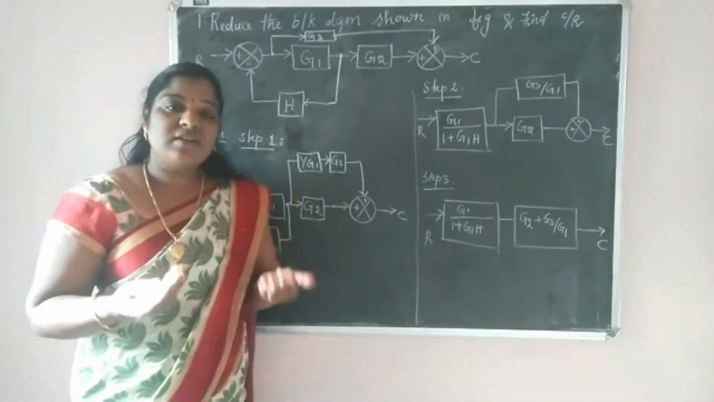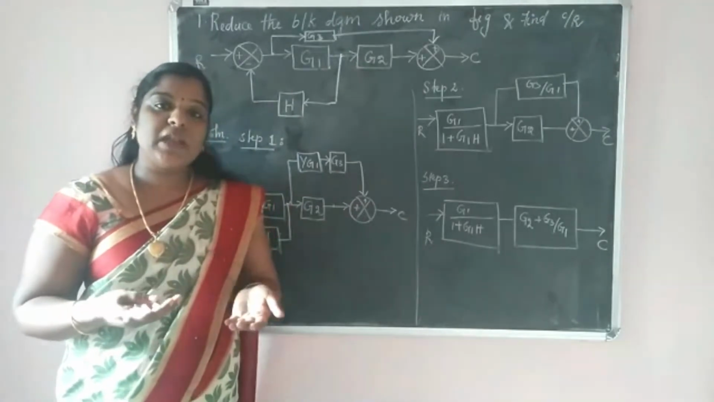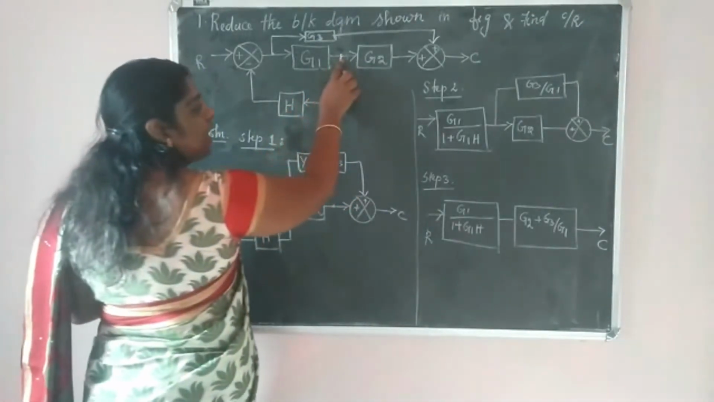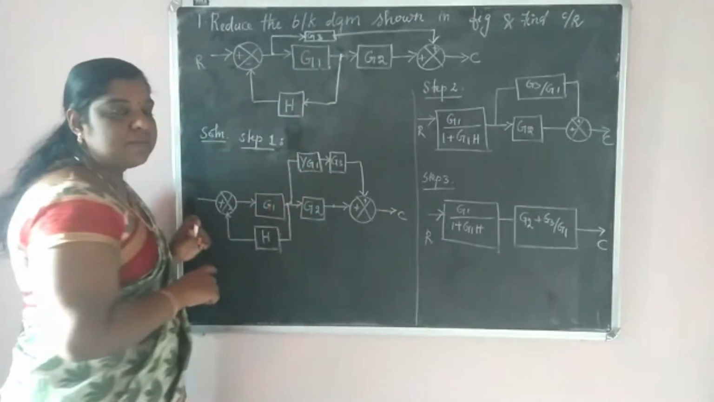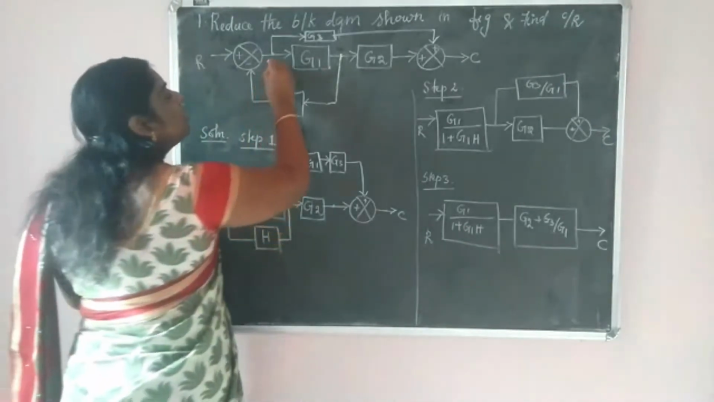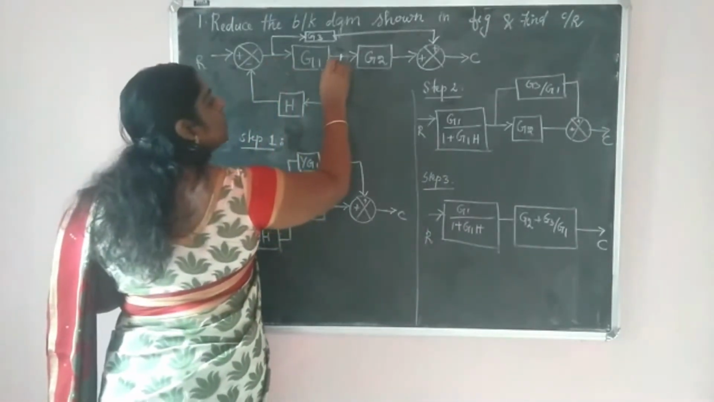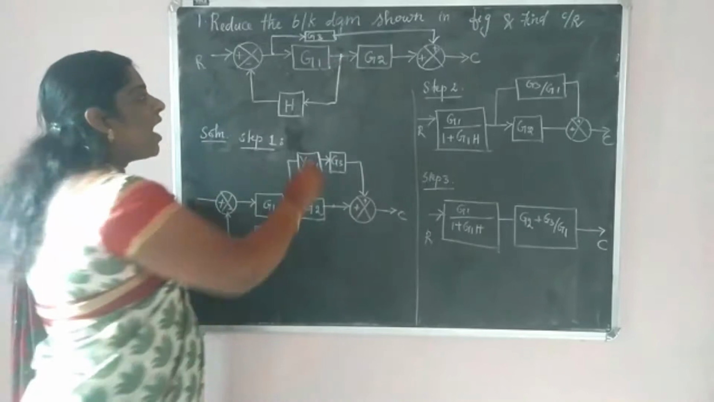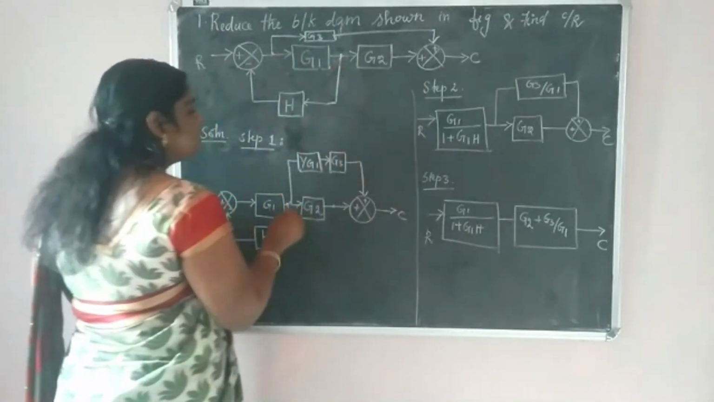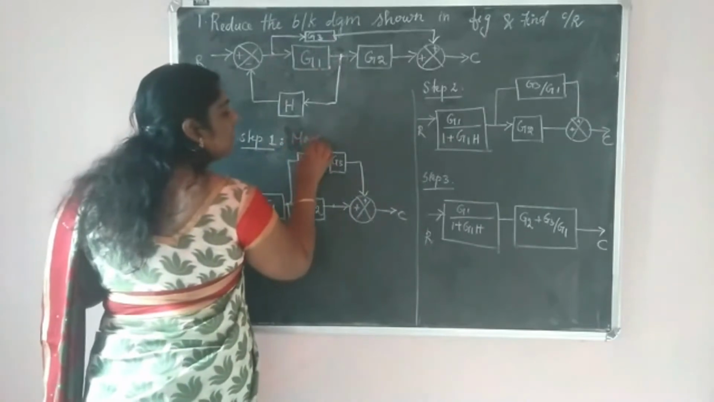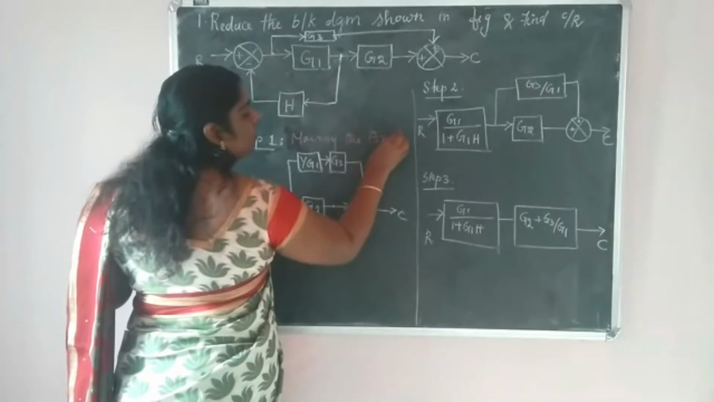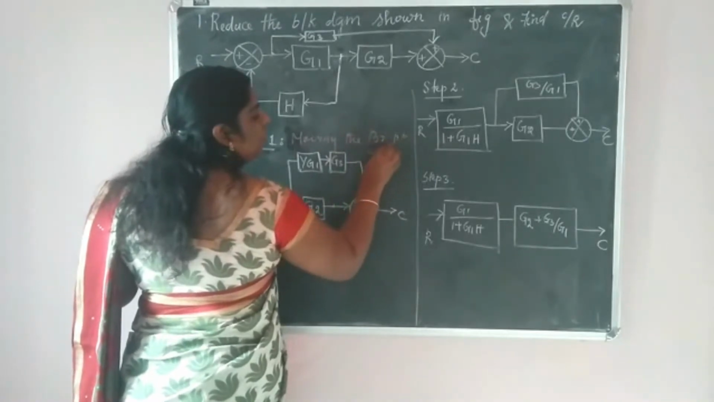So we have to see what reduction technique we can apply now to reduce this block. Either we have to move this branch point or we have to move that branch point. So in step 1, I am going to move this branch point after the block. After this block, I am moving this branch point towards here. So step 1: moving the branch point after the block.